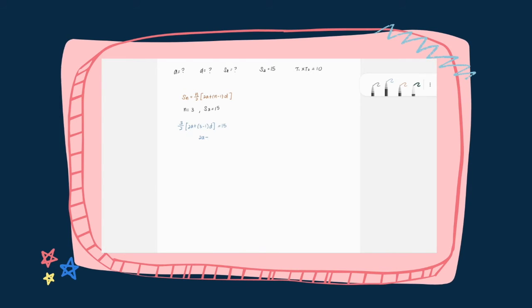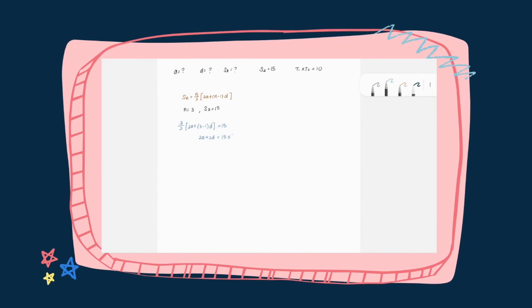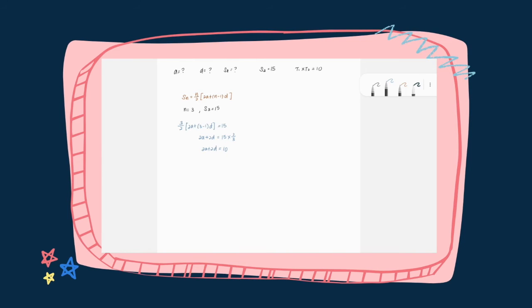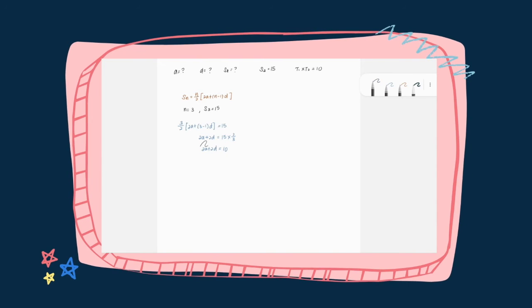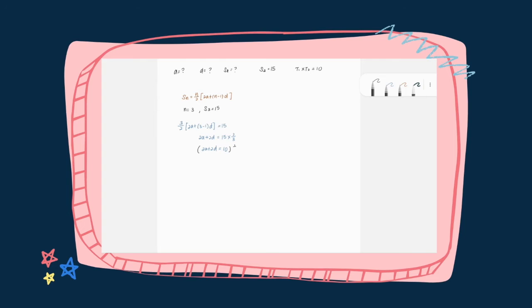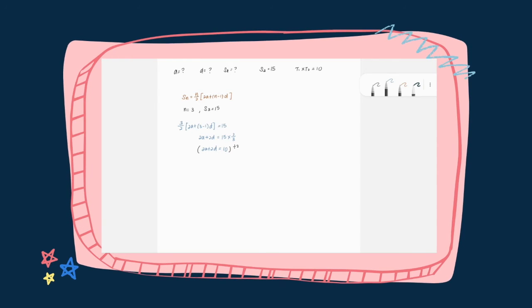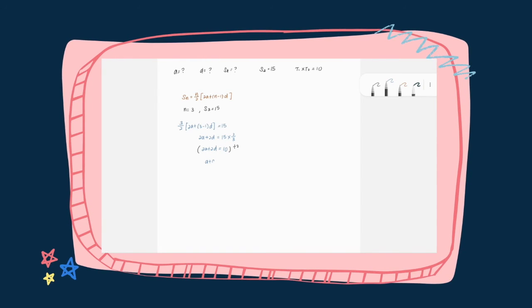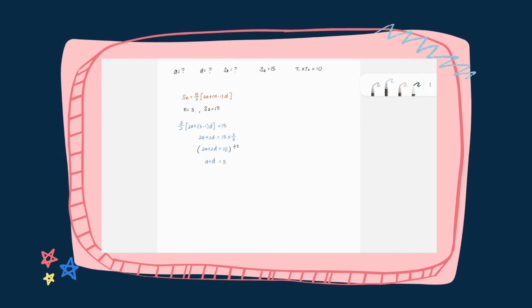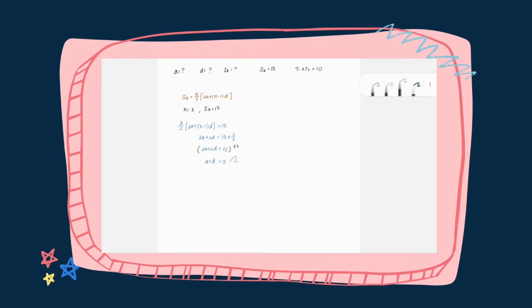2a plus 3 minus 1 multiplied with d is 2a plus 2d. Move the 3 over 2 to the other side and it becomes 15 multiplied with 2 over 3. Press the calculator and we will get 10. In order to simplify it, we will divide the whole equation by 2. Lastly, we will get a plus d equal to 5 as our first equation.